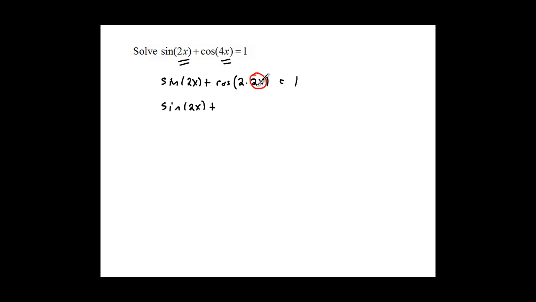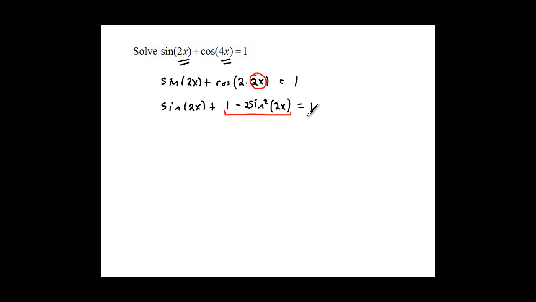So the cosine of 2 times theta is 1 minus 2 sine squared of theta, where my theta in this instance is 2x, and then that will be equal to 1. So what I've done here again is I've used the double angle formula for cosine, where I've got 2 times the angle 2x. At this point, what I notice is that I have sine to the first power and sine to the second power, along with some constants. So this is actually a quadratic form.